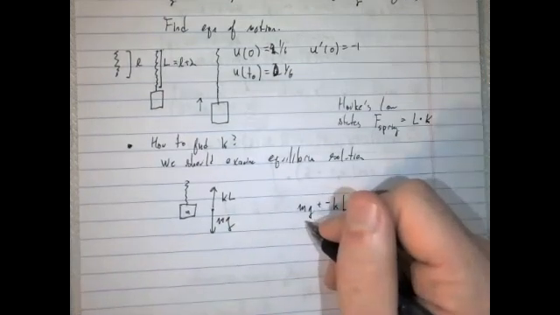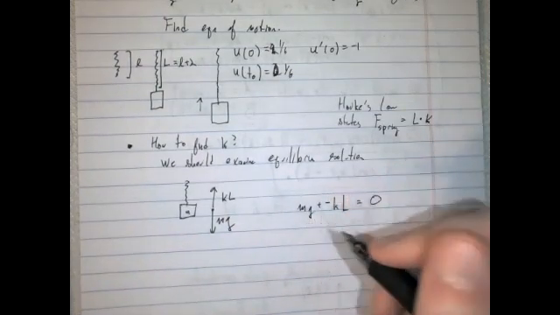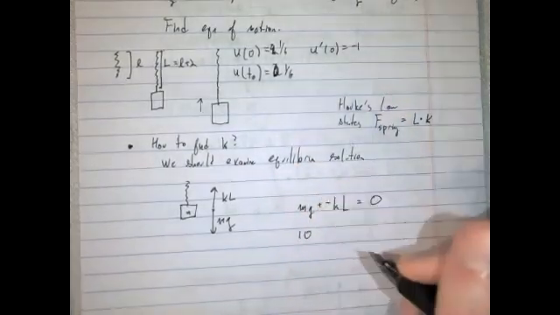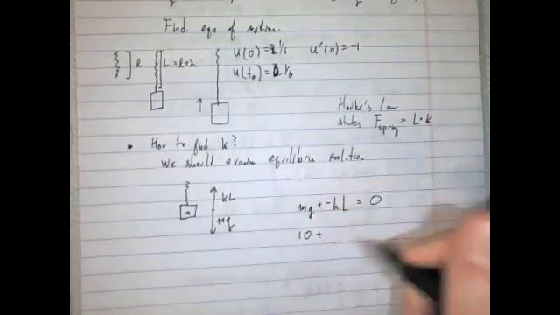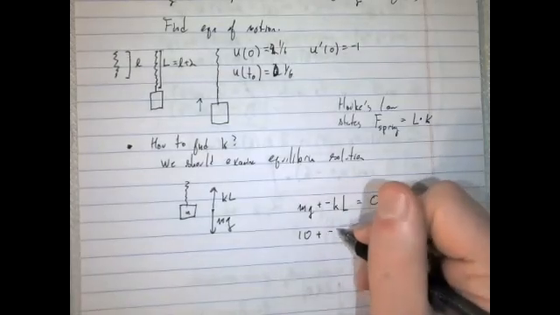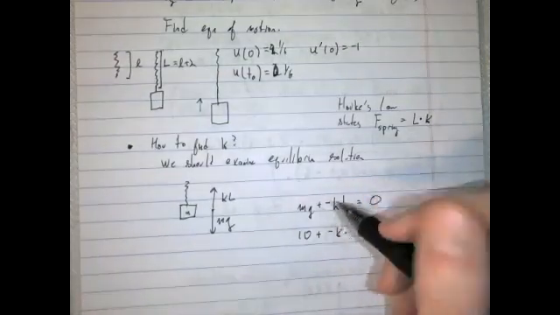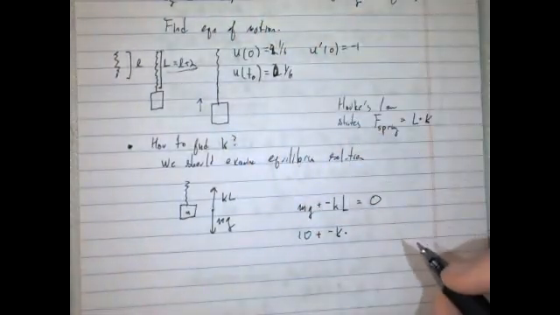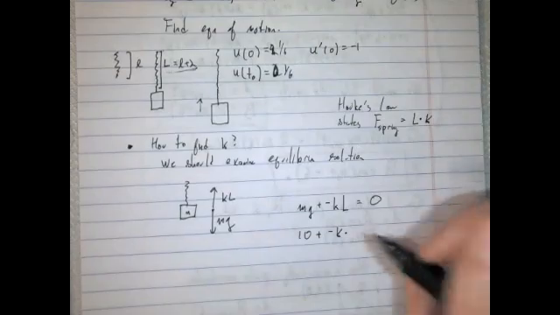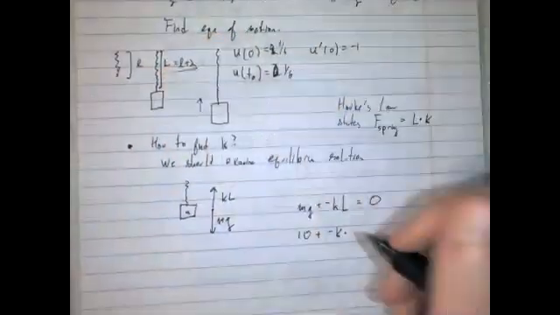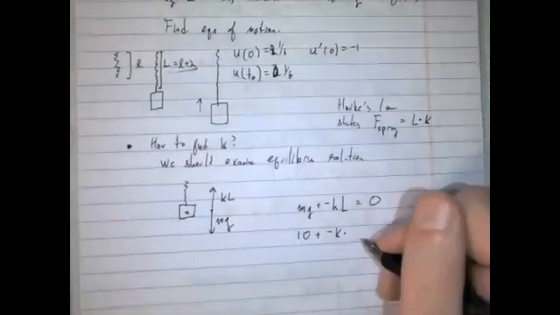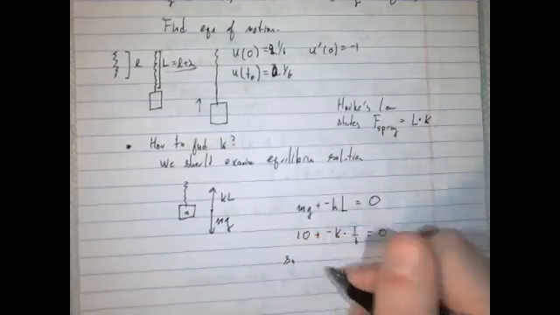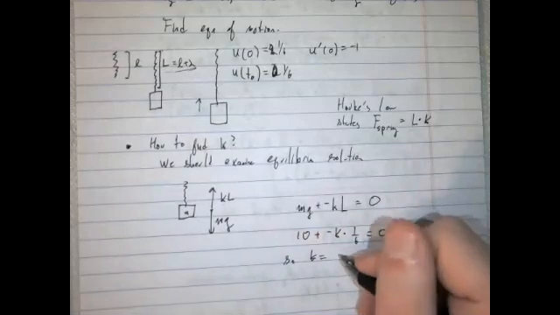And we already know what mg is. So mg is just going to be the weight, namely 10 pounds. So 10 plus negative k times the length, the rest length, which is 2 inches from the little l, is equal to 0. So k should be equal to 60.